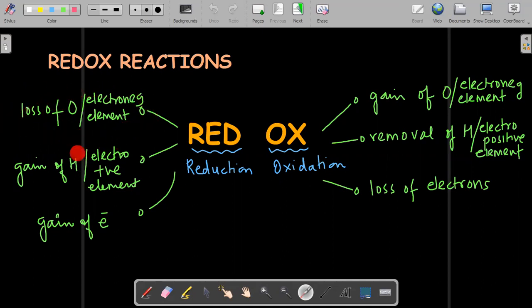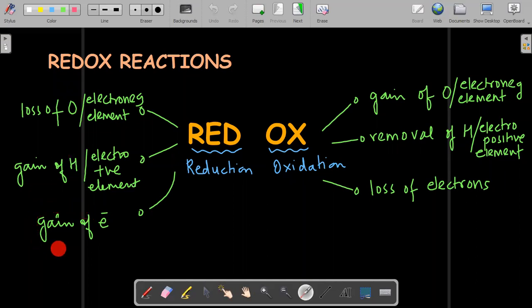It can also be said as gain of hydrogen. This part you have done previously. We're going to generalize this to what? Gain of hydrogen or any electropositive element. Because in every reaction we cannot have hydrogen and oxygen only. There might be different elements which are electropositive or electronegative. So we can generalize the definition this way.